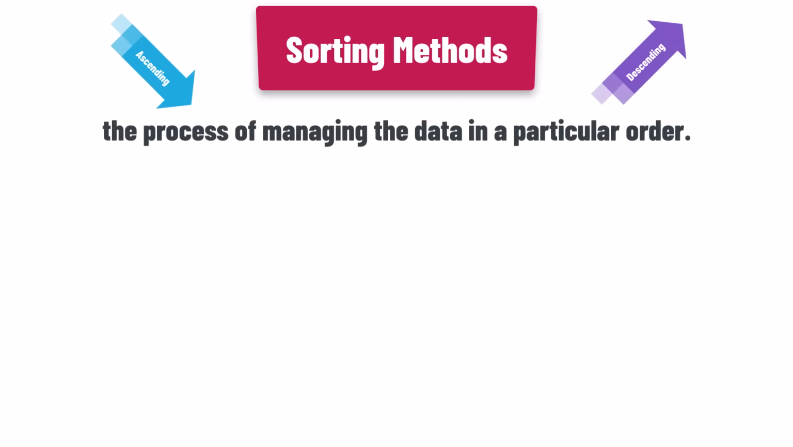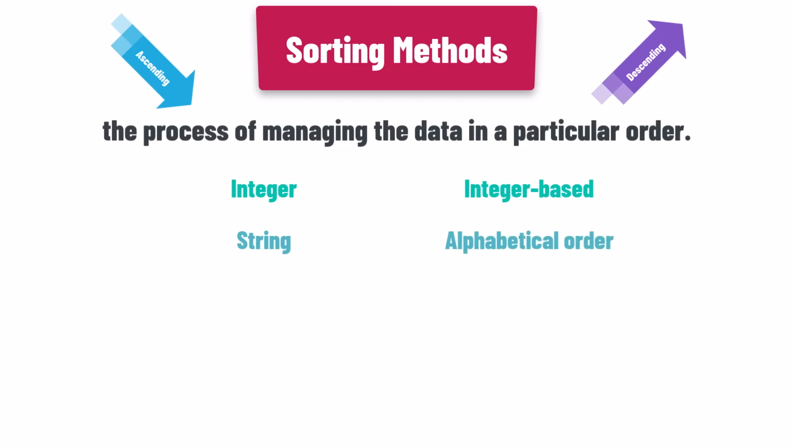For example, if we have integer sequence, the order will be integer based. This means, from the smallest to the largest or from the largest to the smallest. If we have strings, the sequence will be sorted in alphabetical order. Using sorting methods we can also sort the data inside a data table. We can sort the data using different columns, and also in both ascending and descending.